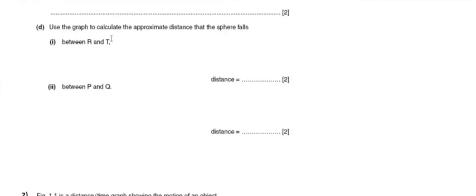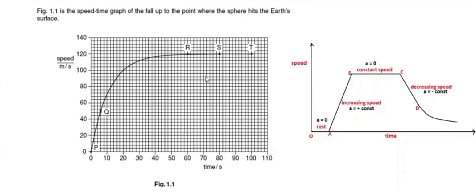Here, use the graph to calculate the approximate distance that the sphere falls between R and T. So this we want to calculate between R and T. So let's see in the graph. We know that in the speed time graph, the area under the curve or area under the line is nothing but the distance, because the speed is the distance divided by time. So the distance is nothing but speed multiplied by time, that we have already seen in the MCQ.